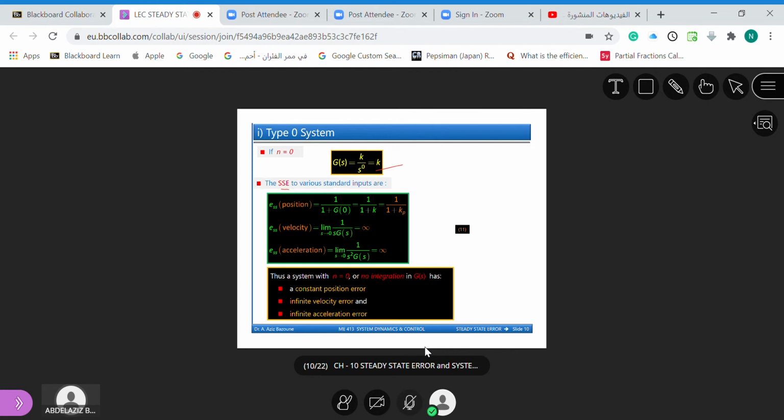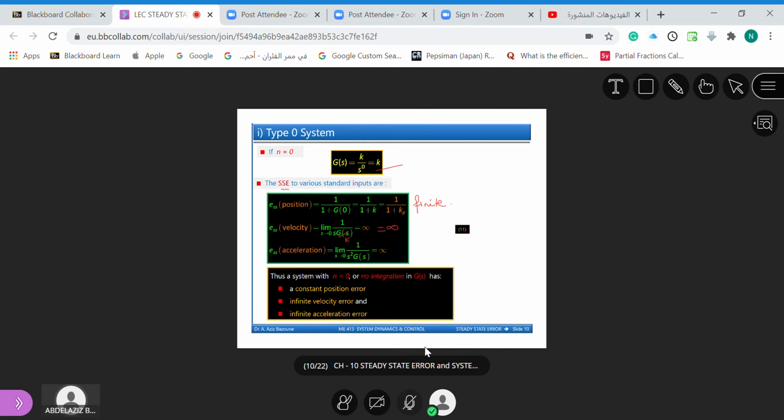So this is a finite value depending on kp. For the velocity, we found 1 over s times G of s. Remember, my G of s here is equal to k. So 1 over 0 multiplied by k will be 1 over 0, which is infinity.